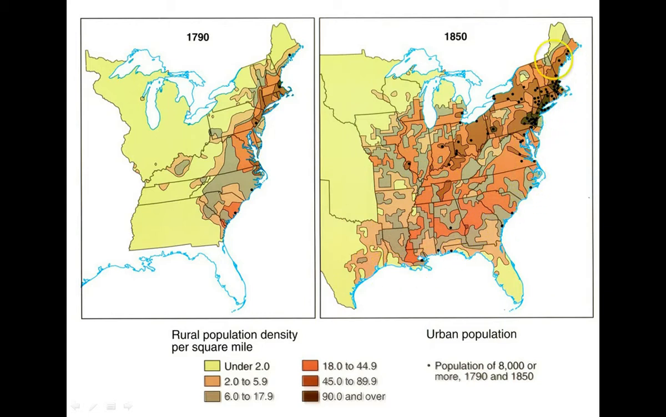And then just overall, the North is going to have a much heavier population density. So when you look at these maps, it becomes very clear how the population is shifting in the United States as we get closer to 1860 and the start of the Civil War in that time period.